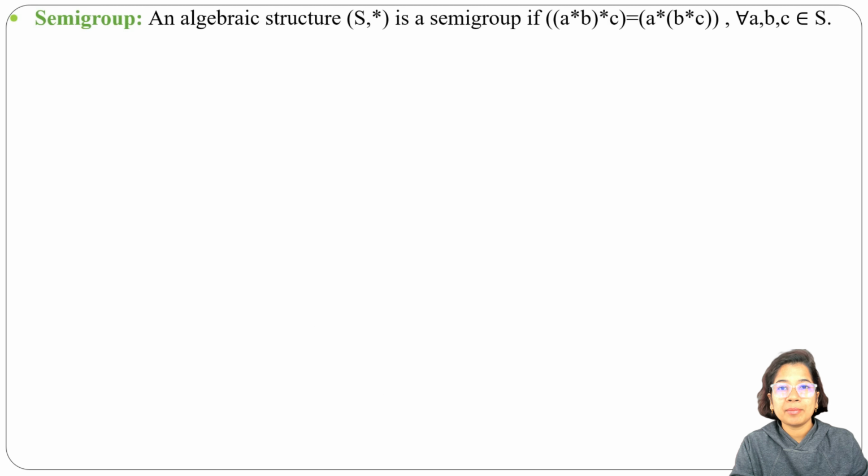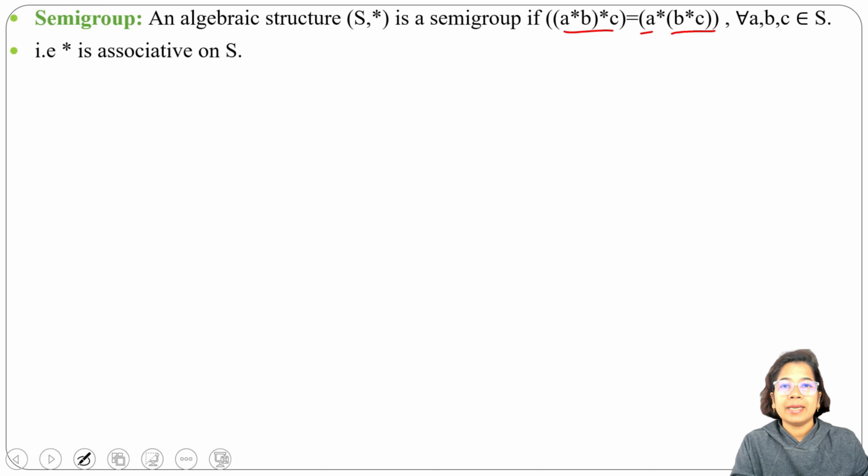Next is semigroup. An algebraic structure is called a semigroup if it supports associativity. Associative means (a star b) star c equals a star (b star c). This star can be any binary operation. If it is closure and associative, then it's a semigroup. Let's see some examples of semigroup.